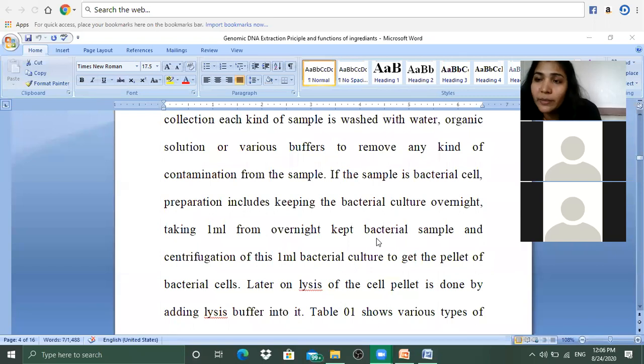Okay, if you want to see bacteria on a plate, you have done a little bit of microbiology. And if you want to extract the DNA out of those bacteria, then you'll have to have a good amount of bacteria which you can make a pellet of and then further use. So simply take 1 ml of solution from the flask which you incubated overnight, and simply centrifuge it and you will get the pellet of bacteria at the end of the centrifuge tube. Then later on, lysis of the cell pellet is done by adding lysis buffer to it.